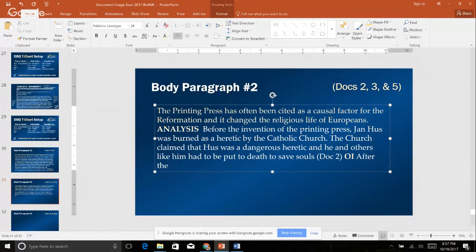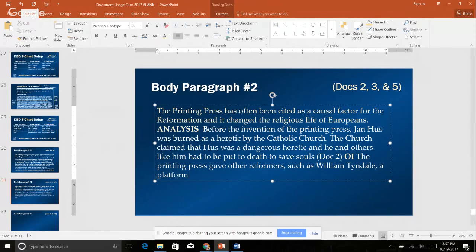So I would put: after the printing press, the printing press gave other reformers, such as William Tyndale, a platform from which to criticize the Catholic Church to a wide audience. Now, the thing is, I need to make a specific reference to the document. So this will answer your question here about that.